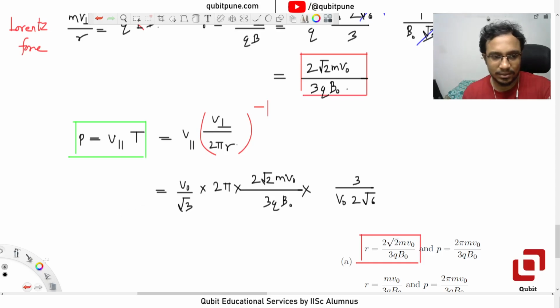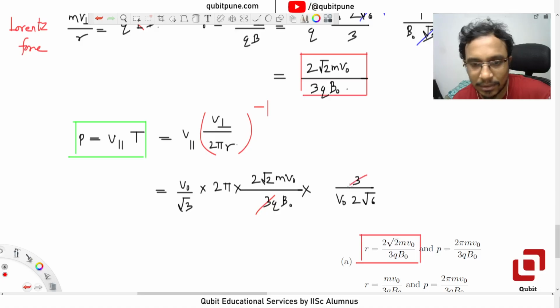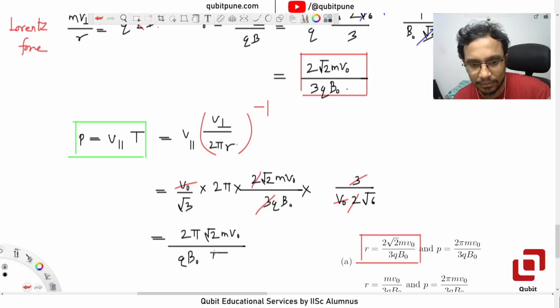Okay. 3 goes. 1 V naught goes. 1 2 goes. So I'm left with 2 pi root 2 mv naught upon qb naught into root 8.